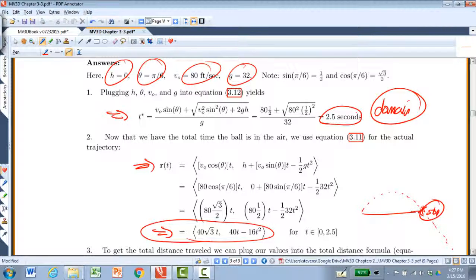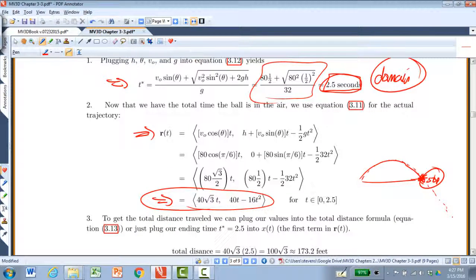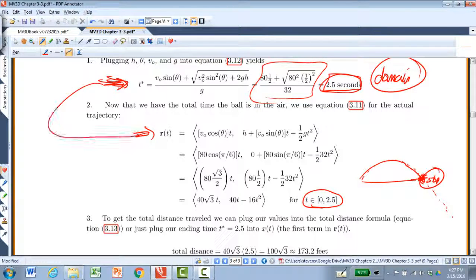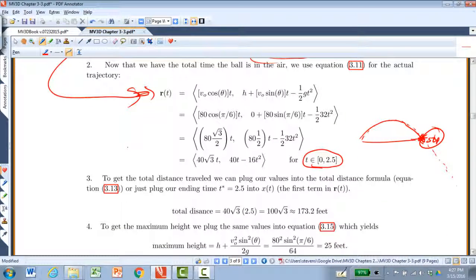Whenever you simplify, and it's a mess, but whenever you simplify all that, it's only in the air for 2.5 seconds, and then it hits the ground right here. 2.5, stop. And so that's why it's one of the first things that I like to do, because this position function doesn't make any sense beyond the point where it hits the ground. So that's why I start with when does the ball hit the ground, and then I go into where's the ball for all times. Okay, so there's my position for t going from 0 to 2.5 seconds.